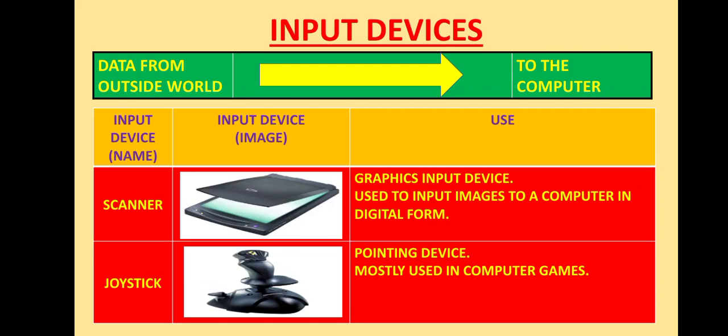Scanner. Scanner is a graphic input device. Suppose we have a picture, an image on paper, and we want to transfer this image inside a computer in digital form. In such a case we use a scanner. You have to simply keep that image on paper inside the scanner, and then a digital form of that image will go inside the computer.